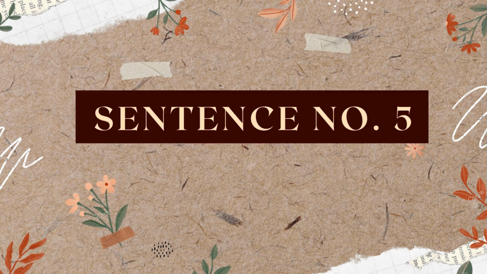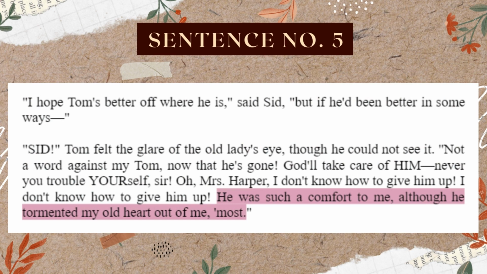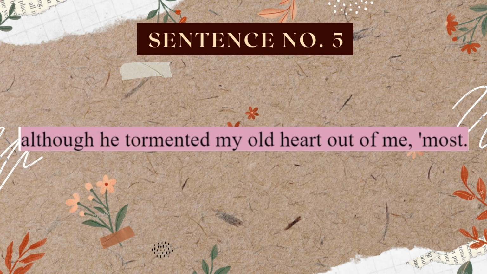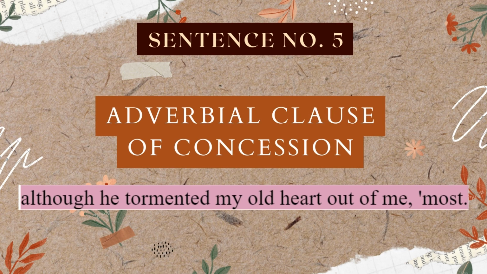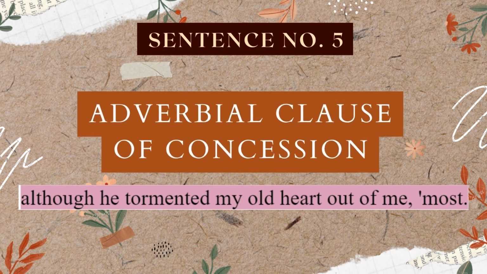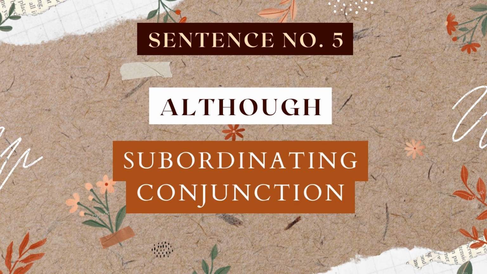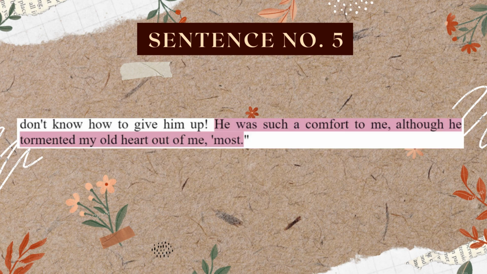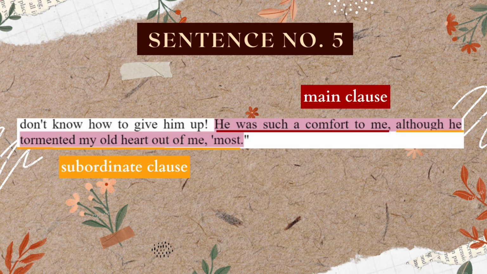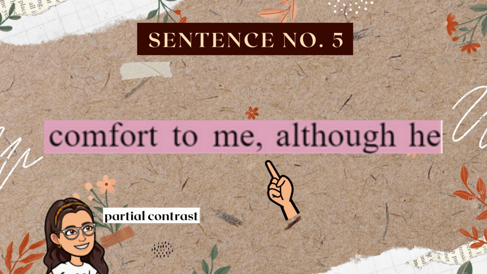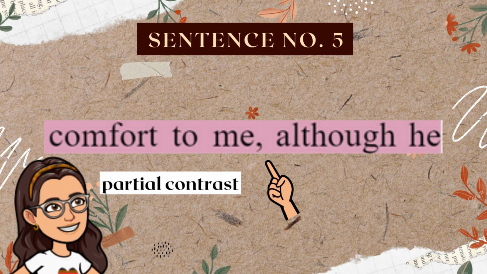This sentence was taken from page 112. He was such a comfort to me, although he tormented my old heart out of me most. The subordinate clause in this sentence is an adverbial clause of concession because it expresses an idea that suggests the opposite of the main clause of the sentence. And the subordinator is although, which is a subordinating conjunction. In terms of punctuation, a comma is placed before the subordinate clause to indicate a contrast between the main clause and the adverbial clause.